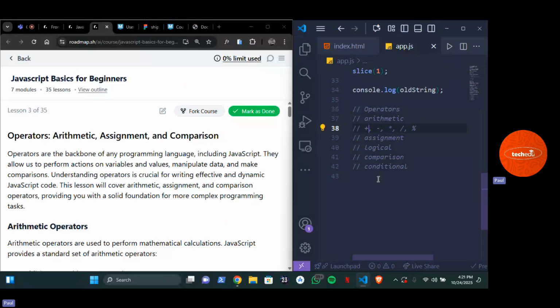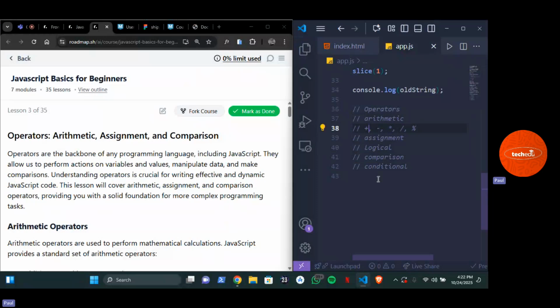So if you divide 5 by 2, what will be the remainder? 1. You understand? 2 goes into 5 twice, then you have 1 remainder. The same thing if you divide 10 by 3, what's the remainder? 1, because 3 goes in 9, then 1 is left. That's the remainder. That's what modulus is.